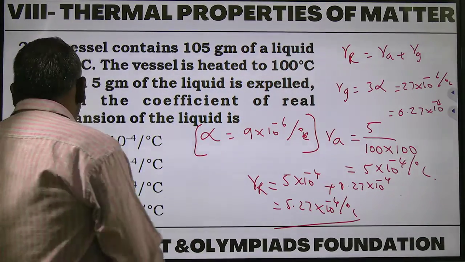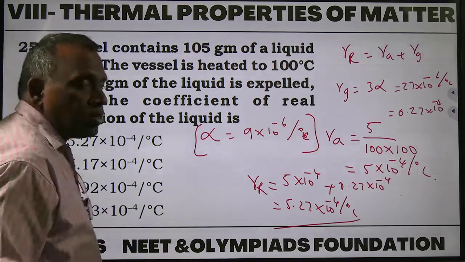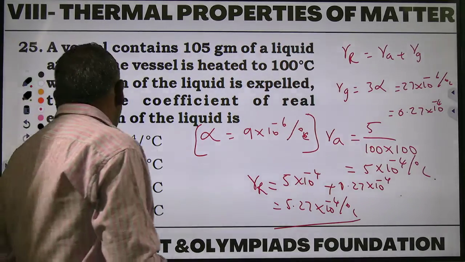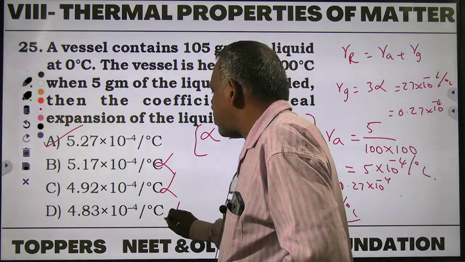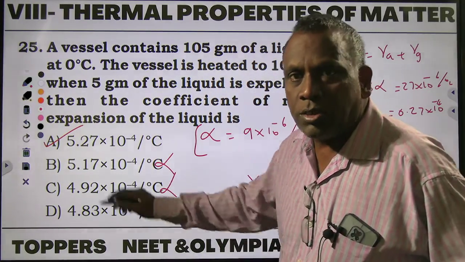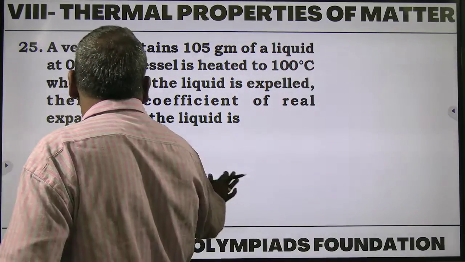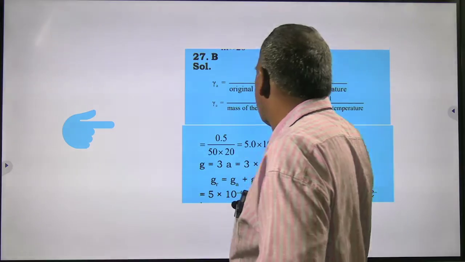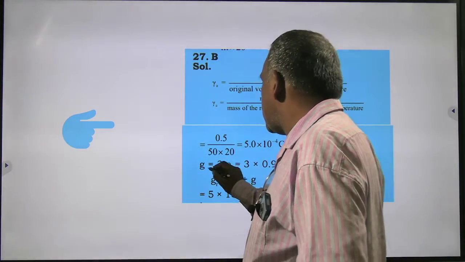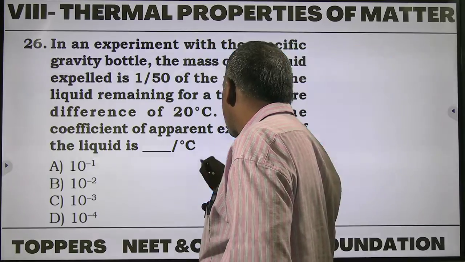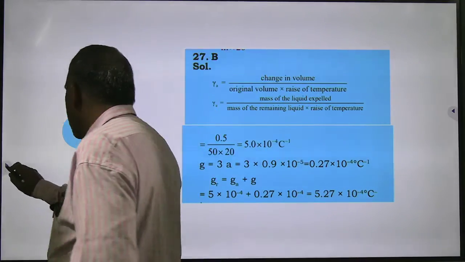So this is the answer. Option A is correct, in the given options, 5.27 into 10 power minus 4. The remaining options are wrong. So this is the simple explanation. In the next slide, it is only the change in volume. See, mass of liquid expelled, the same thing. Instead of G here, gamma G is supposed to be there.